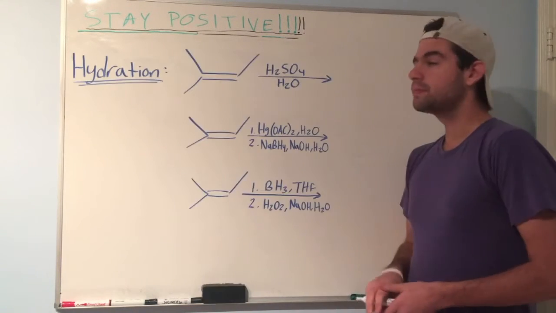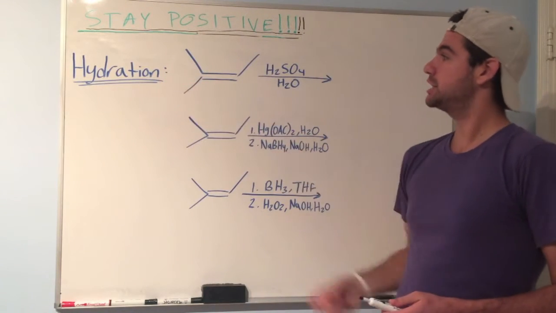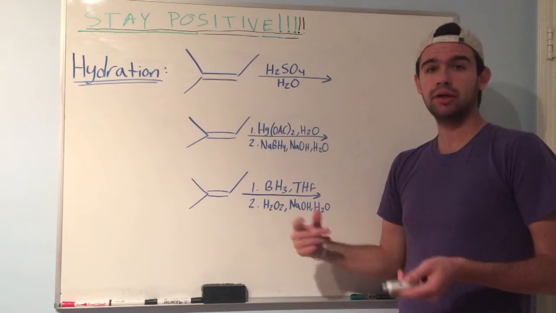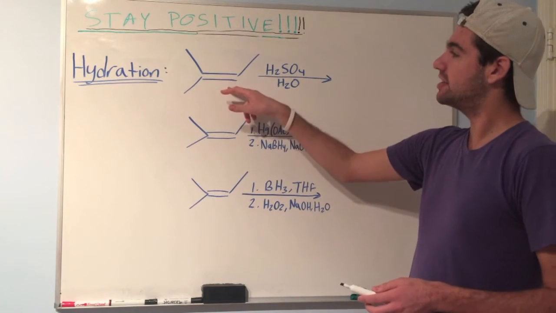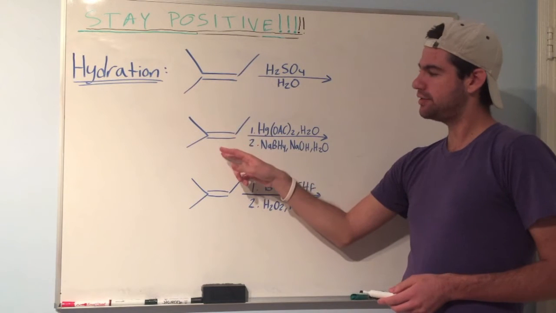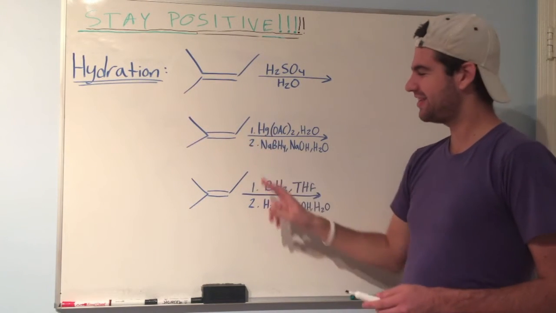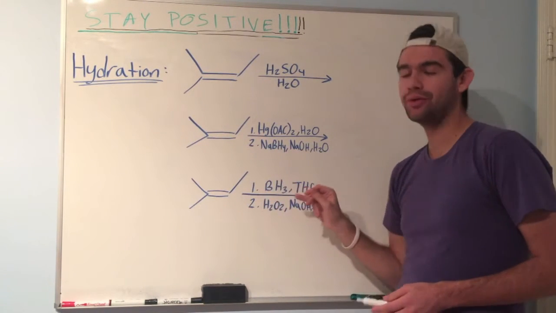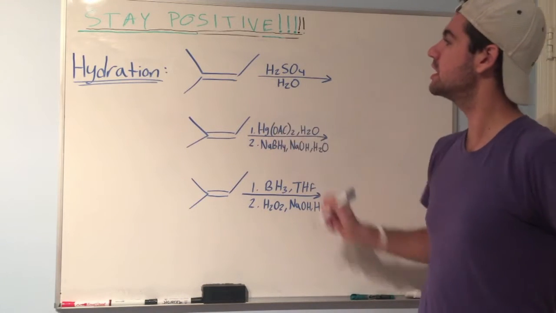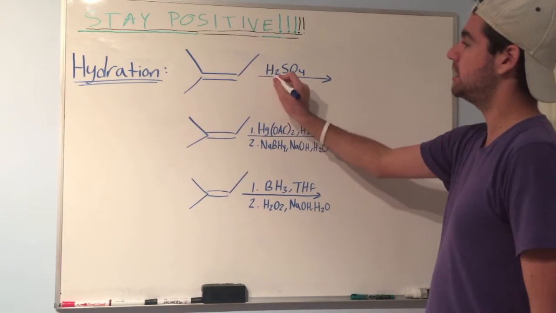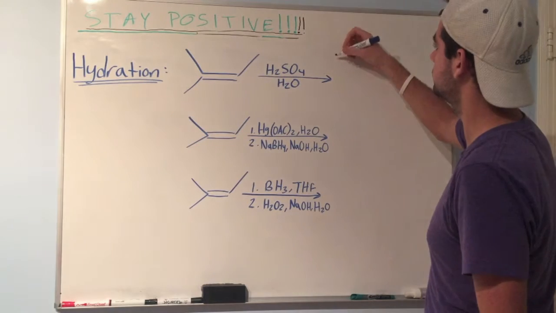So let's dive in. Alright, so first we have hydration reactions. We have three different types that you're typically responsible for. Acid-catalyzed hydration, hydration via oxymercuration, demercuration, and hydration via hydroboration oxidation. So let's talk about this one first. The product for this reaction, acid-catalyzed hydration, looks like this.